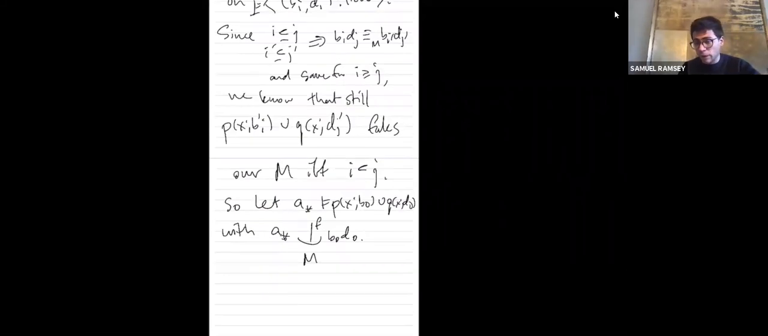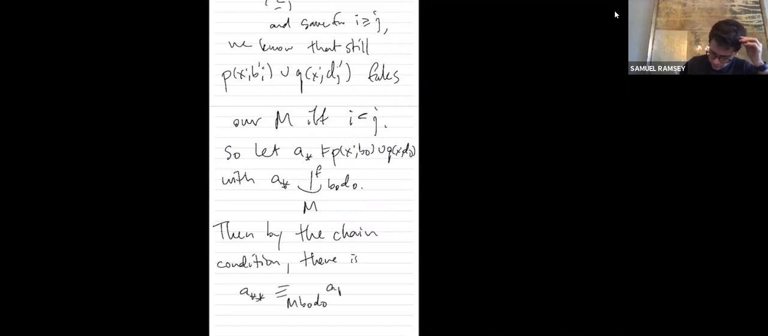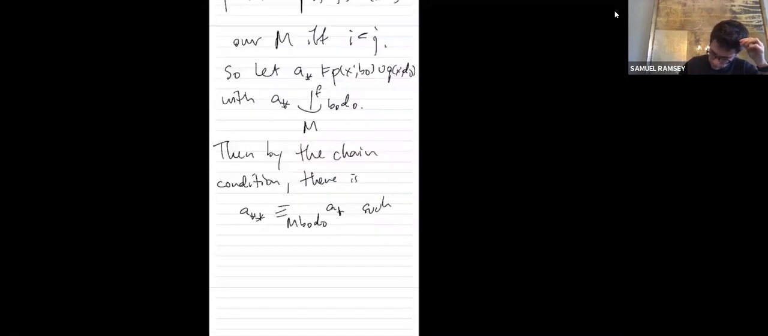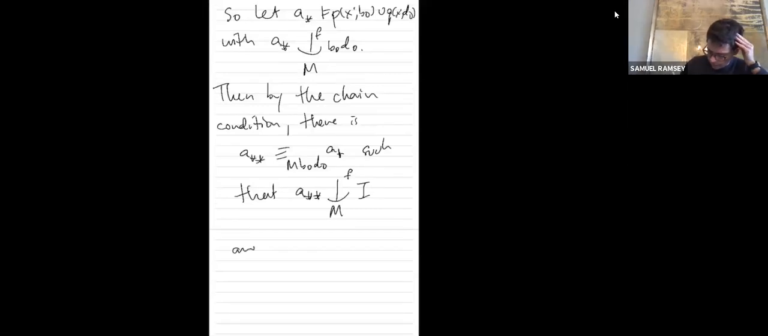Because when i and j are equal, this union didn't fork. Then by the chain condition, there is A star star, which has the same type over M B0 D0 as A star, such that A star is independent over M with all of I, and I is M A star star indiscernible. This is what the chain condition said. You're both indiscernible and independent.